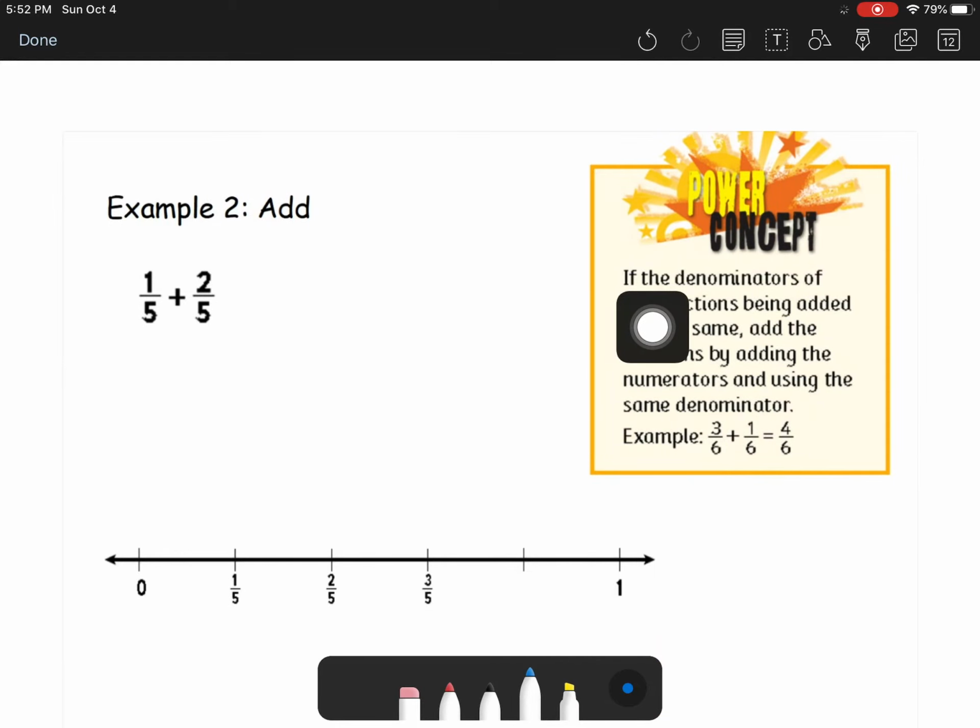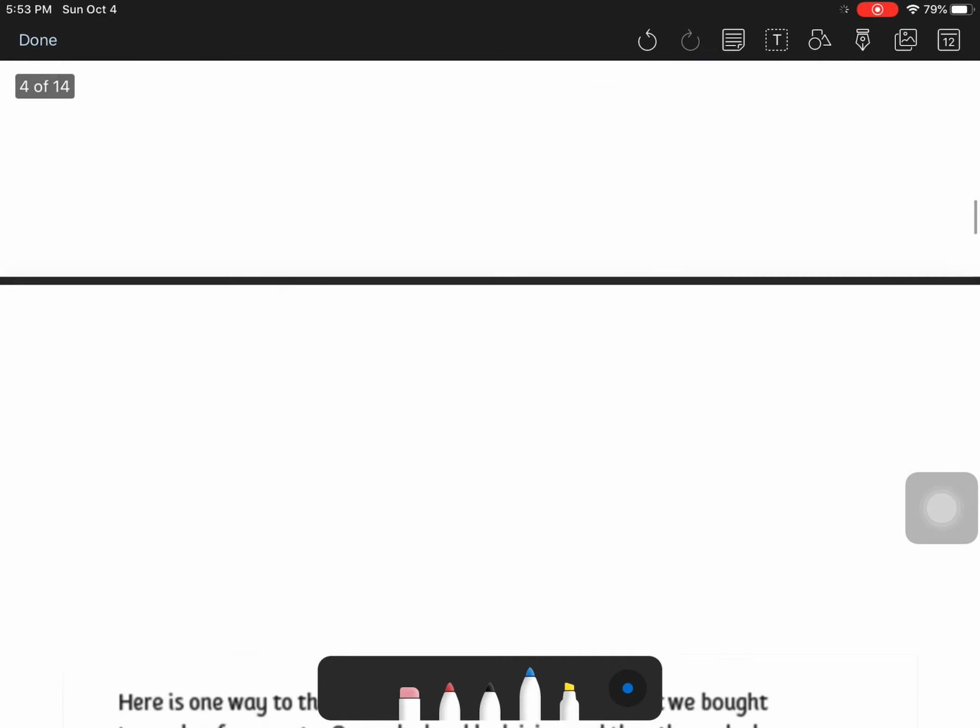So our power concept states that if the denominators of the fractions being added are the same, add the fractions by adding the numerators and using the same denominators. So for example here, 3/6 plus 1/6, again we add the tops, 3 plus 1 is 4, leave the denominators the same. So 1/5 plus 2/5 would be 3/5.